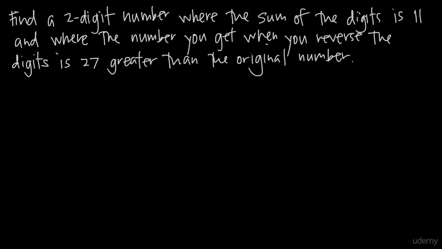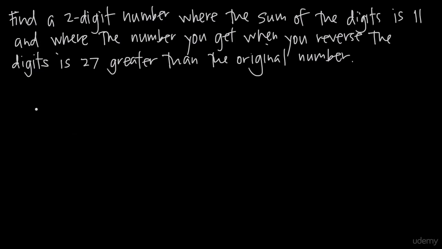In this video, we're talking about number word problems, and in this particular problem, we've been asked to find a two-digit number, and this is going to be a whole number, where the sum of the digits in this number is 11, and where the number you get when you reverse the digits is 27 greater than the original number. So in other words, we're dealing with two things here. We're dealing with the actual number and then the sum of the digits.